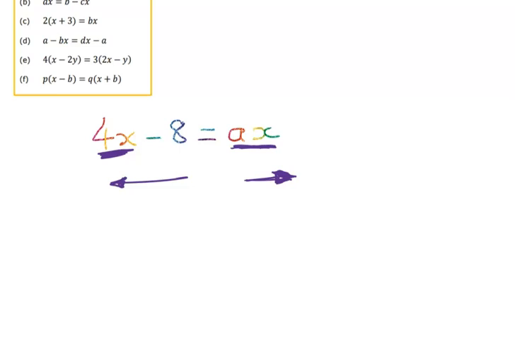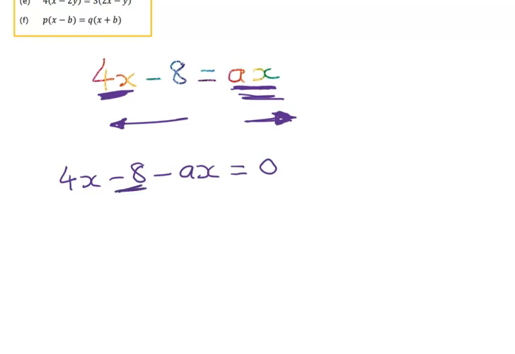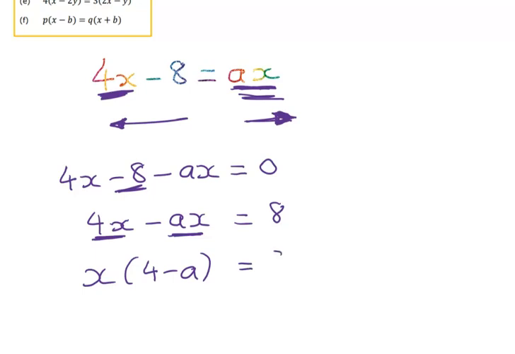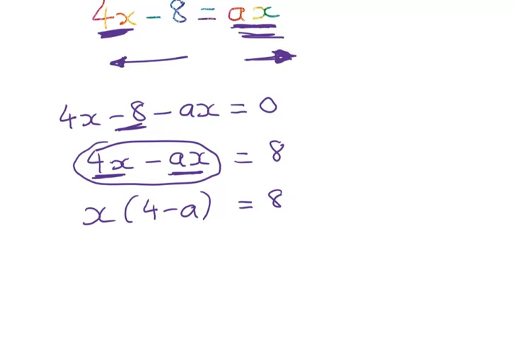So my first step here is going to be to subtract AX from both sides. That leaves me with 4X minus 8 minus AX is equal to 0. Now I'm going to add that 8 on to both sides, and that leaves me with 4X minus AX is equal to 8. Here I've got 4X minus AX. I'll factor out the X and I get X times 4 minus A is equal to 8. The reason I've done that is that I want to have X on its own, and so I need to somehow combine these terms with X to take out the common factor.